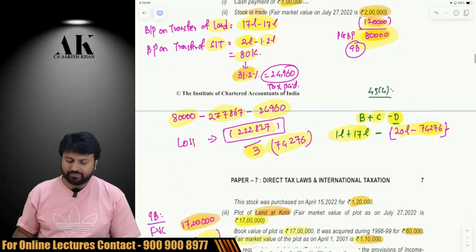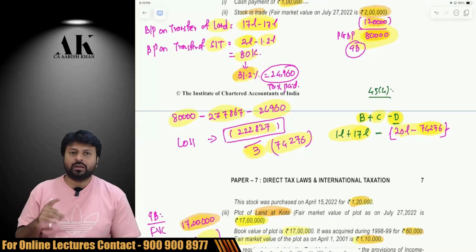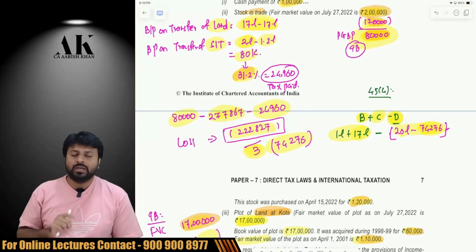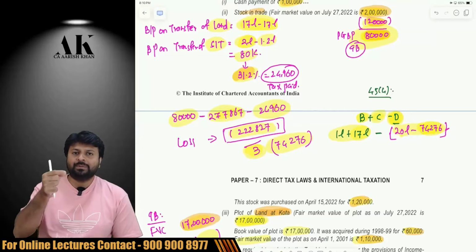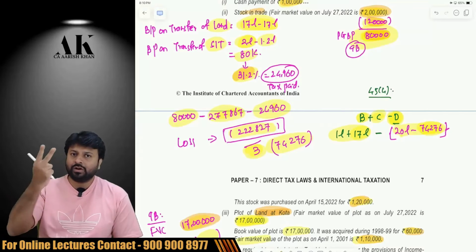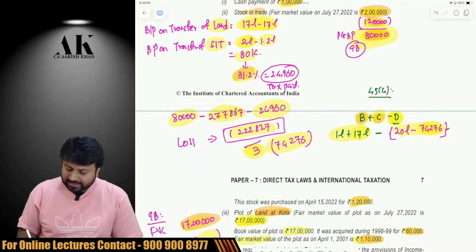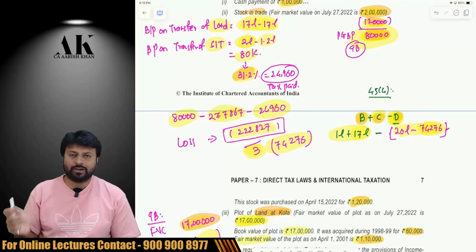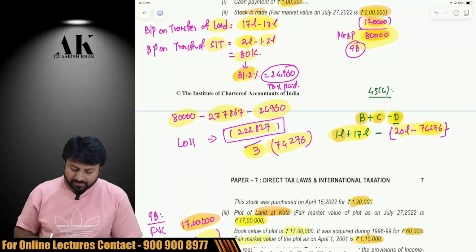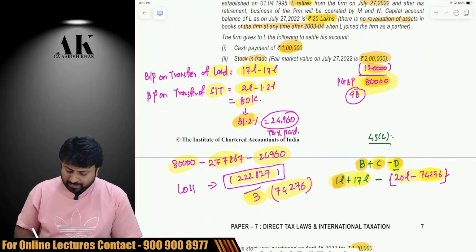Now, coming to 45(4). What is 45(4)? 45(4) speaks about reconstitution of the firm, and it is applicable if the partnership firm gives to the partner money or capital asset. Therefore, B is money, C is capital asset, and D is the capital account of the retired partner. So, B is money. How much money is the firm giving? The firm is giving 1 lakh rupees. Therefore, you will take 1 lakh in B.